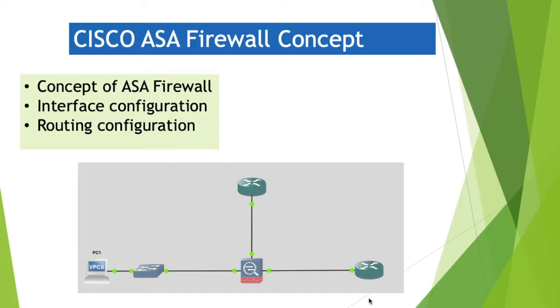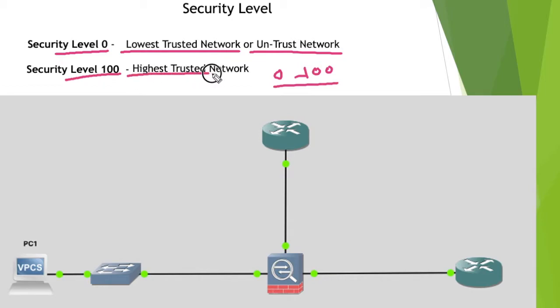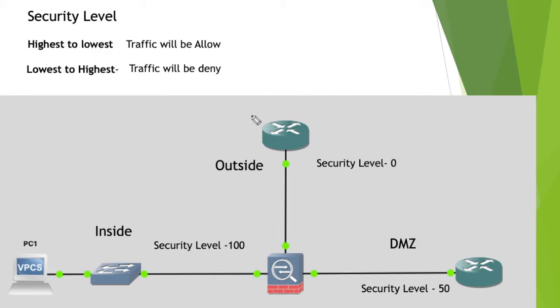Let me tell you about security level. Security level is defined on a zone, trusted zone, non-trusted zone. Security level is a number 0 to 100 which is defined on a zone. For an untrusted zone, security level is defined as 0. Security level 0 is for the lowest trusted network or untrusted network. And security level 100 is the highest security level, so it's defined on the highest trusted network.